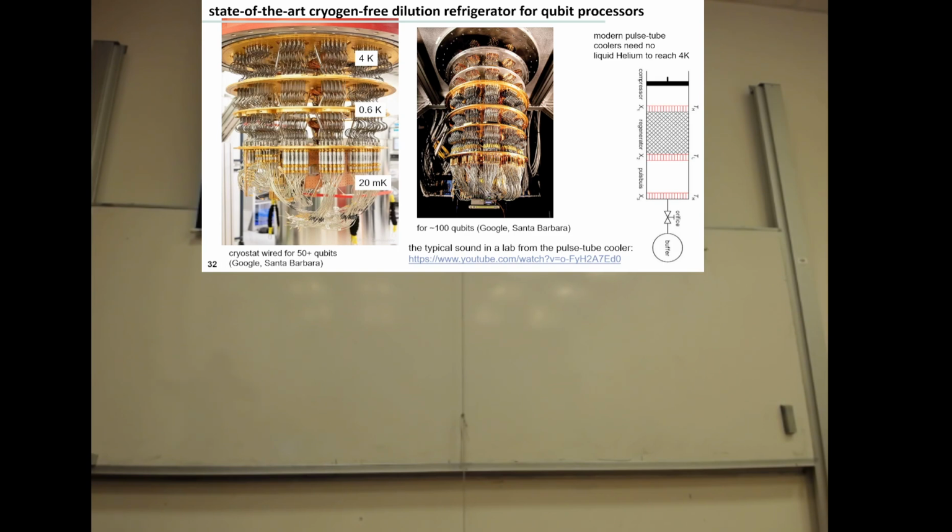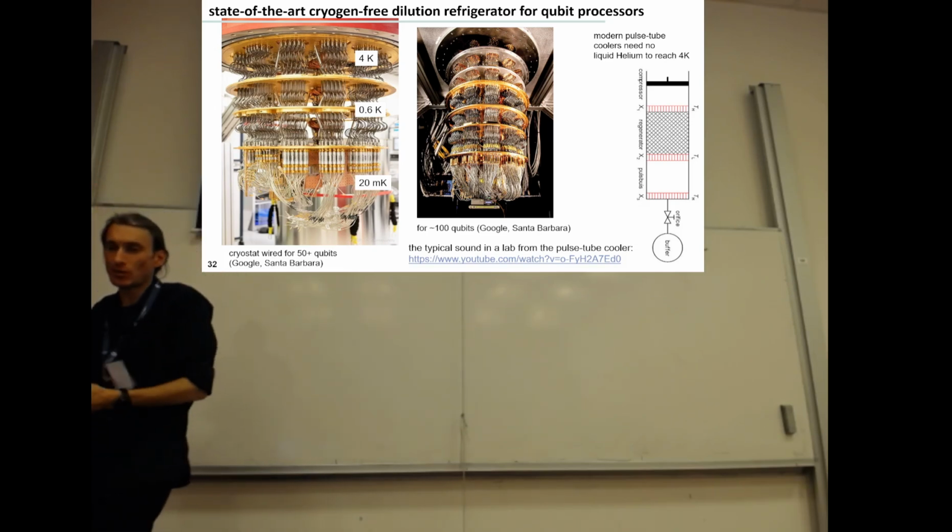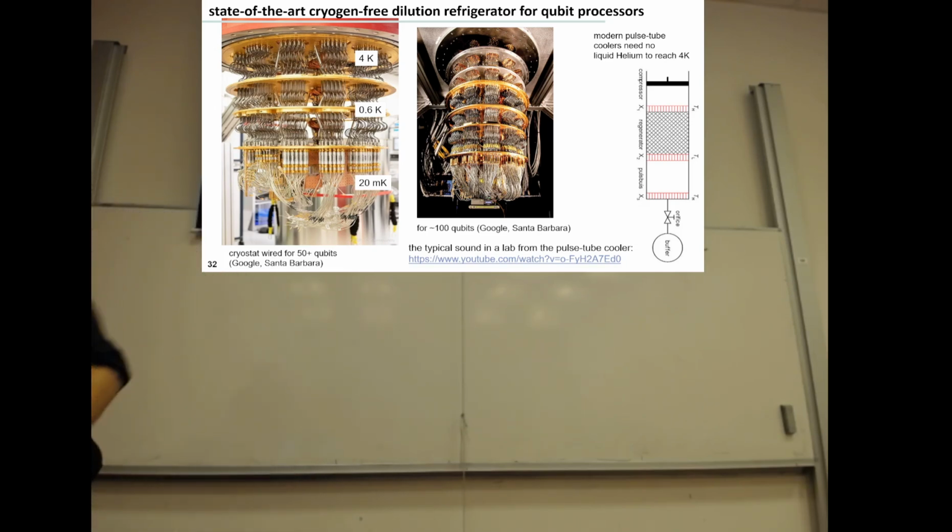So the principle is completely different from liquid helium. Yes, it has nothing to do with liquid helium. There's no liquid helium in the Stirling cooler and this pulse tube, except of course in the mixing chamber. Okay.